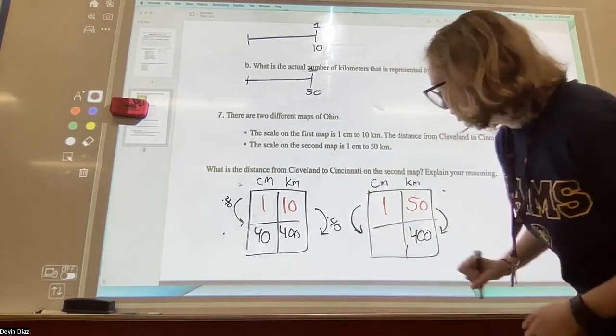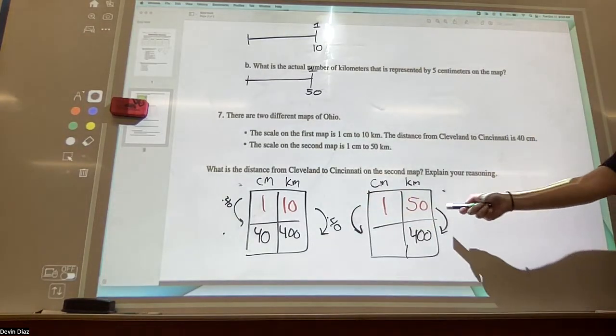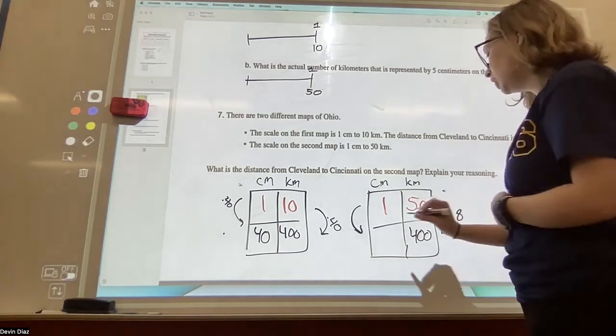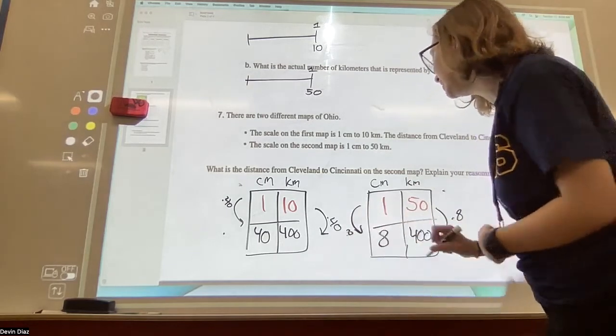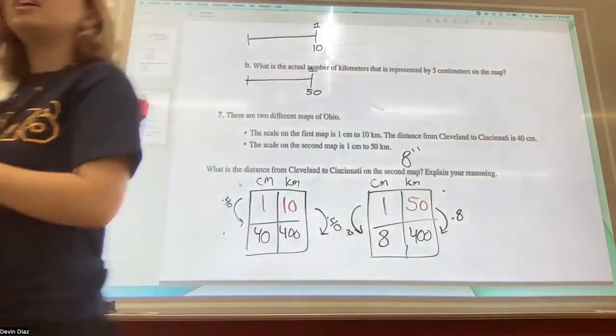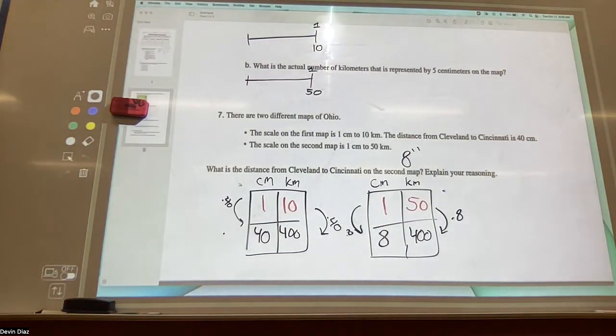50 to 400. On your fingers, how do I go from 50 to 400? Show me on your fingers, how do I go from 50 to 400? Times something. From 50 to 400. I got some people. Not 10, not 10, we got that. It's 8. So I do the same here, times 8. 1 times 8 is 8. The distance on the second map is 8 centimeters.